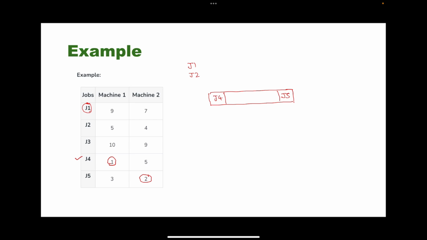Then we will look at the next shortest processing time. That is 3, but this is already assigned, so we are leaving it. The next shortest processing time is 4, so that is J2. Since it is done at machine 2, it will be assigned last, just before J5, so that is J2. Now let us look at the next shortest processing time, this 5. This is already assigned.